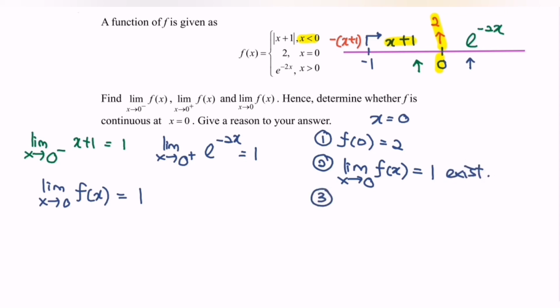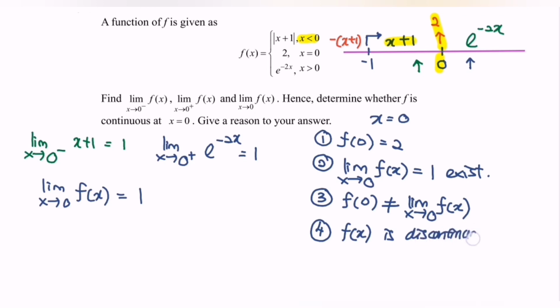Condition number 3, we must make sure f(0) is equal to the limit when x approaches 0 from the left and from the right for the function f(x). In this case, the values are not equal, because for f(0), the value is 2, and for the limit when x approaches 0 from the left and right for the function f(x), the value is equal to 1. As we can see, the value is not the same. So we can say f(x) is not continuous, or discontinuous, at x equals 0.